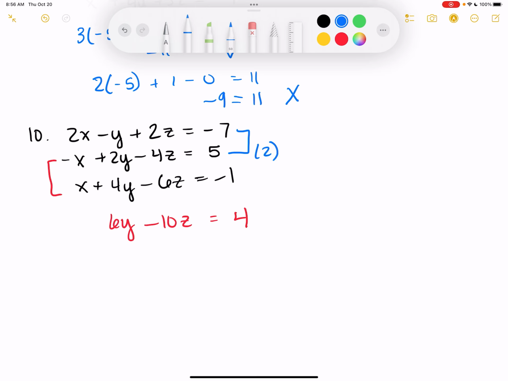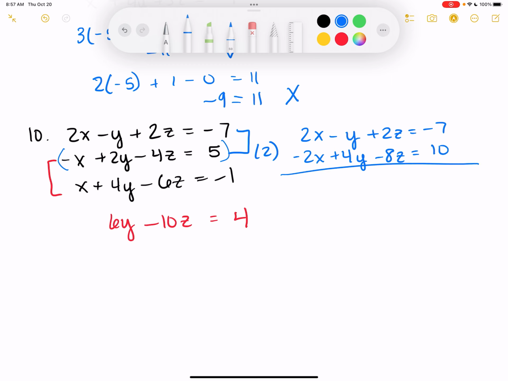So that's going to give us, and a lot of times I like to rewrite it off to the side so that I can cancel it. So I rewrite the top one. So then I have -2x plus 4y minus 8z equals 10. Remember, when we multiply that by 2, it's going by every single thing in there, not just the left side. So when those cancel, I am left with 3y minus 6z equals 3. So I come down 3y minus 6z equals 3.